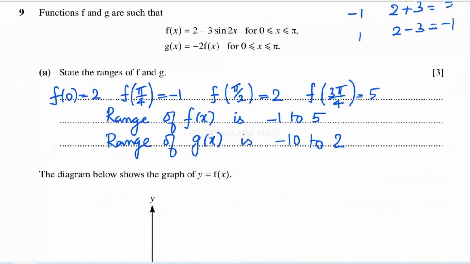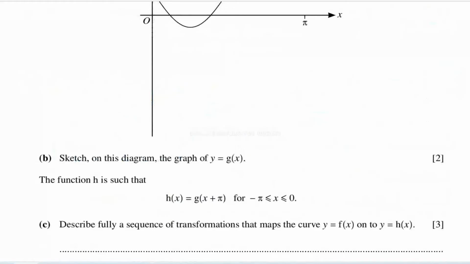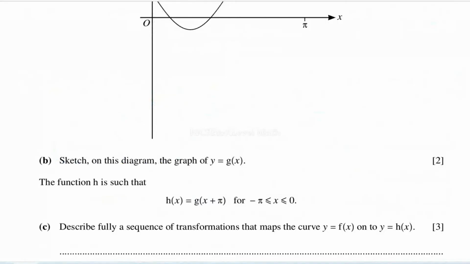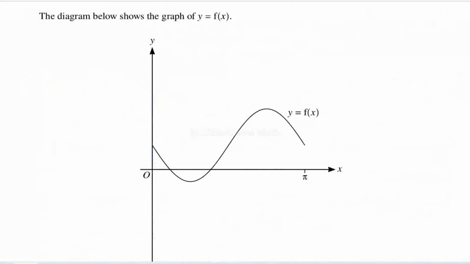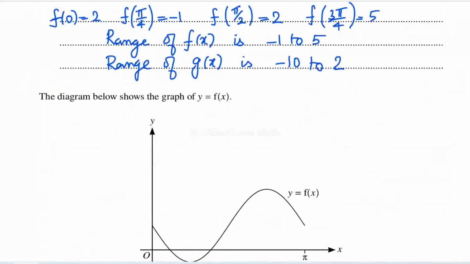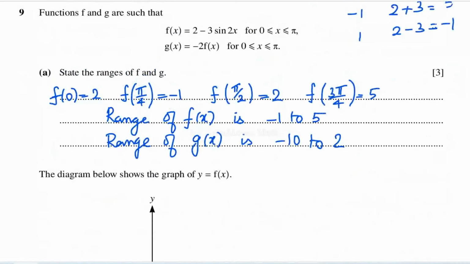The diagram below shows the graph of y is equal to f of x. Sketch on this diagram the graph of y is equal to g of x. So we need to draw y is equal to g of x. Okay, so for that first let's calculate the value of x and y for g of x.